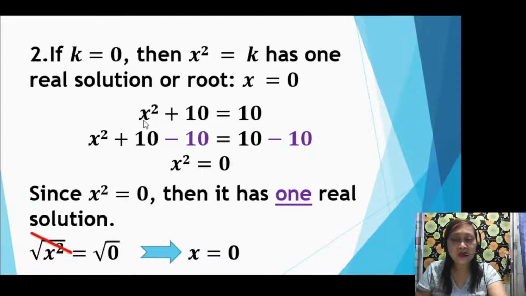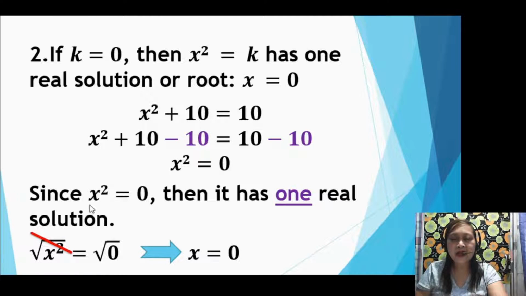So let us try to have this example. x squared plus 10 is equal to 10. Same process, we will get the opposite of positive 10 and add it to both sides of the equation. So the result is x squared, because 10 minus 10 is already 0. So the remaining term is the quadratic term x squared is equal to 10 minus 10, which is equal to 0.